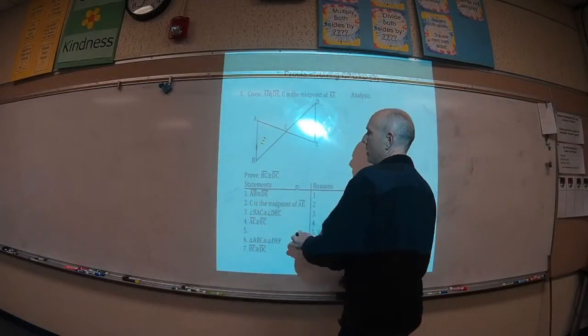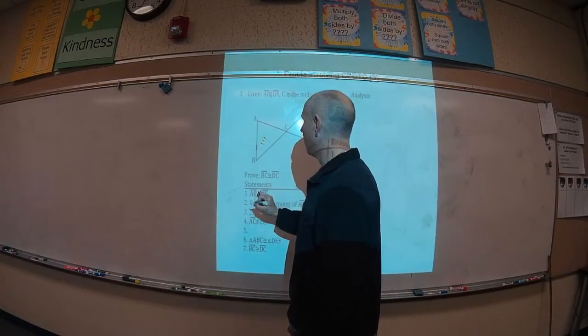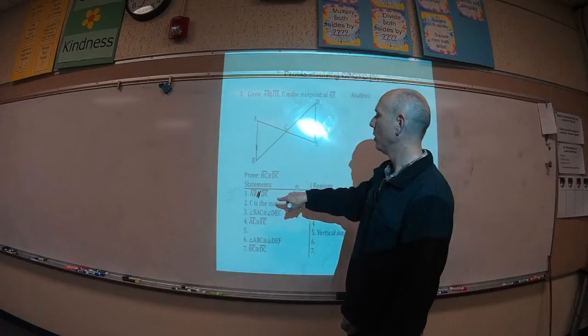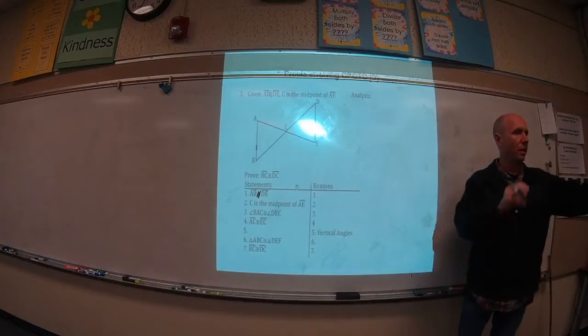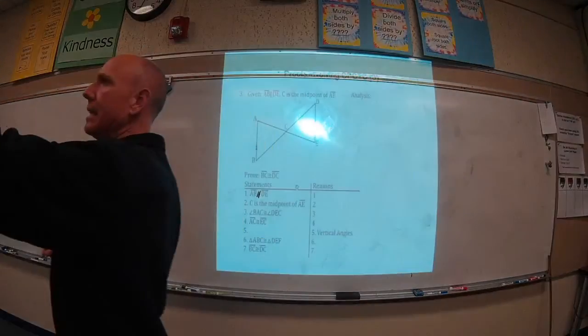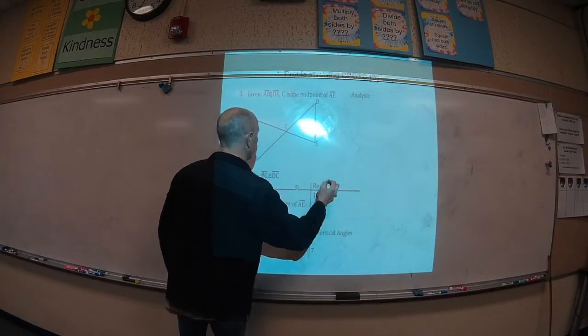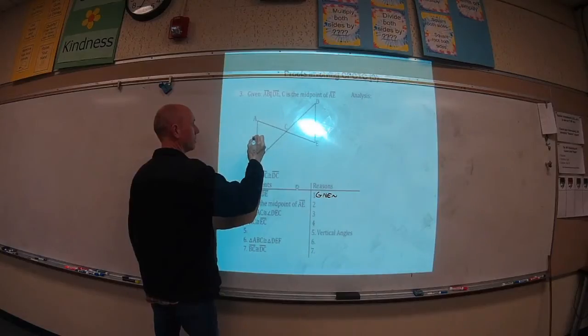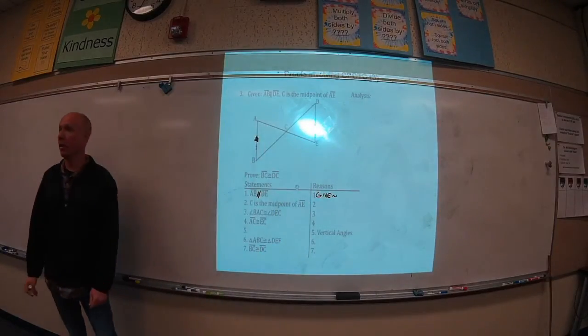This first statement has a typo on it. This should actually say parallel. Those two lines are parallel. How do I know that? It's a given. And I'm going to mark up my drawing. Little arrows tell me that they're parallel.